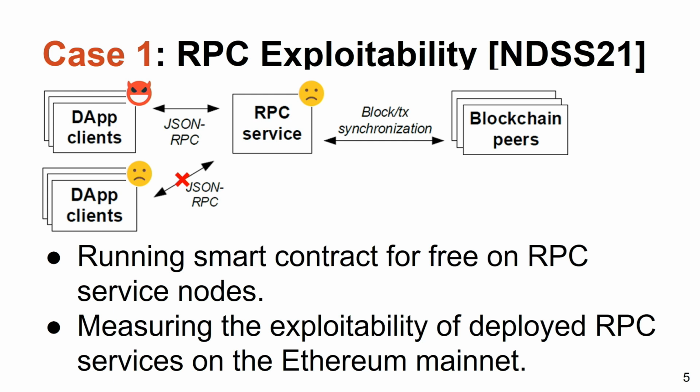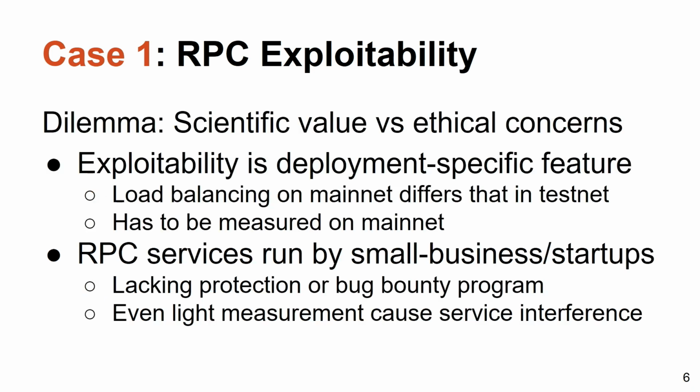So first, they evaluate it in the testnet of the blockchain. The testnet and the private node both give positive feedback. However, this is not enough because they still need to evaluate in the mainnet. They will face a dilemma between the scientific value and the ethical concerns. Some companies tend to treat the mainnet more seriously, and they will set some defensive measures in the mainnet service, because the measure is exploitability.